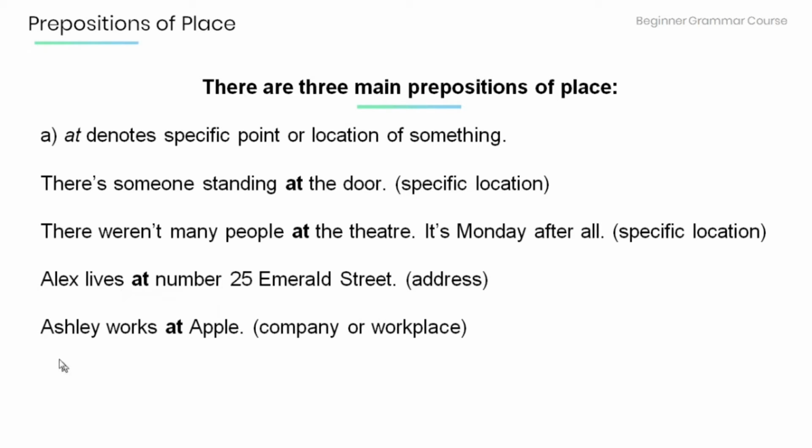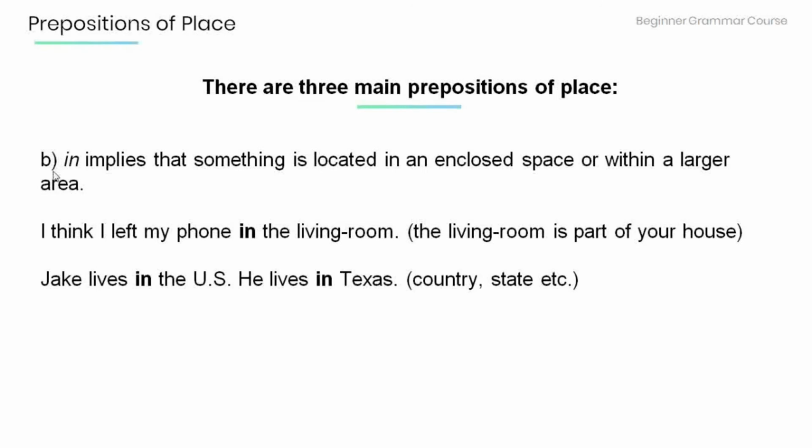And in this sentence, Ashley works at Apple. The preposition of place at denotes a specific company or workplace. B. In. In implies that something is located in an enclosed space or within a larger area. Have a look at the examples below.